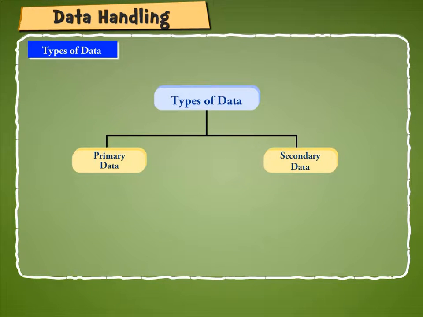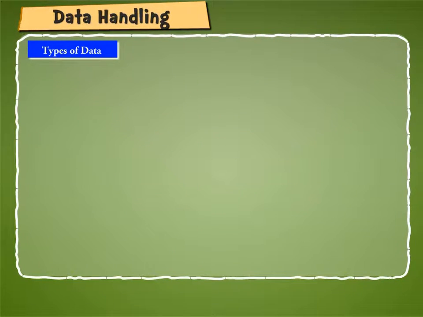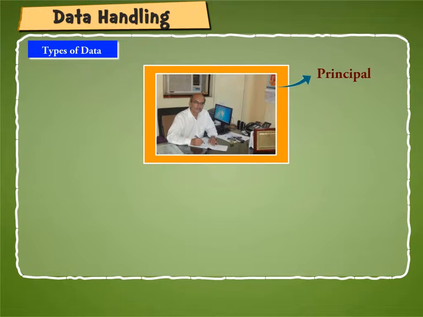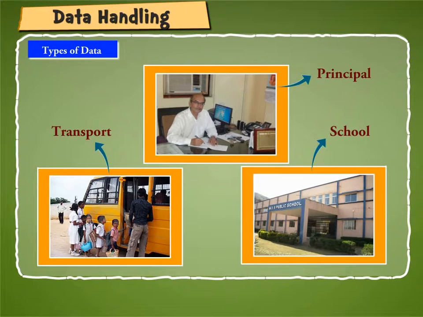Types of data. There are two types of data: primary data and secondary data. The data collected by a person for himself or for someone else is called primary data. For example, if the principal of a school wants to know the number of students using different modes of transport while coming to school, then she or he can ask each class teacher or a particular teacher to collect the information. Such data is called primary data.